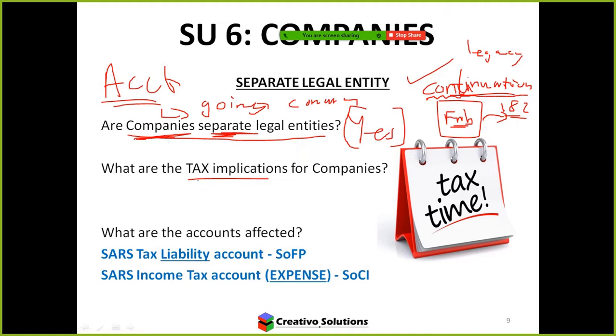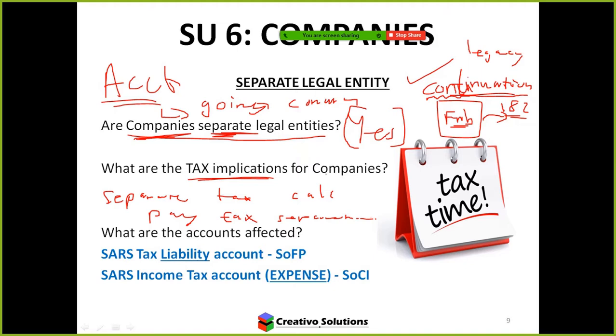Okay, what are the tax implications? Do you know? Same as what we saw in the CCs. So the company will have to pay tax. Yes, independently. Oh, I didn't write it down. It was on the other slide. I think I wrote on the CCs separate tax calculation, something like that. Separate tax calc. Okay, pay tax separately.